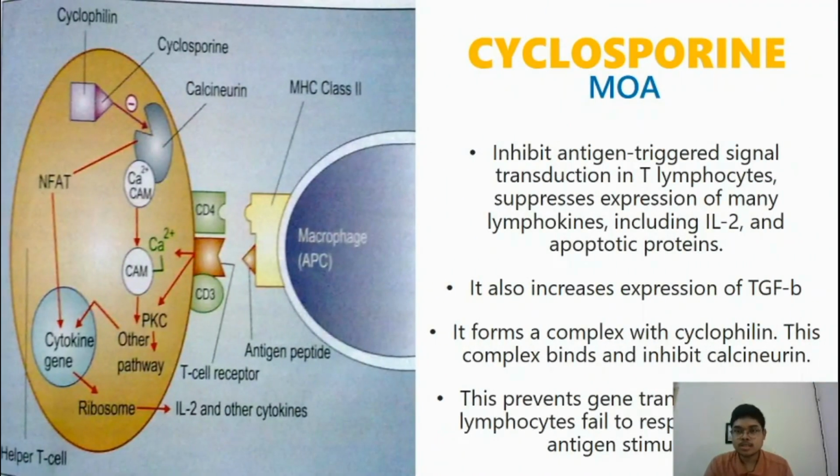Now coming to the mechanism of action of cyclosporine. Cyclosporine inhibits antigen-triggered signal transduction in T lymphocytes, which suppresses expression of many lymphokines including IL-2 and apoptotic proteins. It also increases expression of TGF-beta. It forms a complex with cyclophilin. This complex binds and inhibits calcineurin. This prevents gene transcription and T lymphocytes fail to respond to specific antigen stimulation.